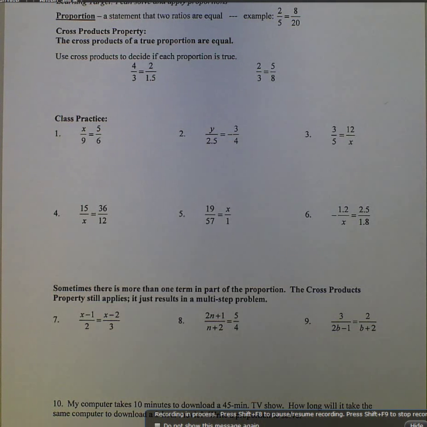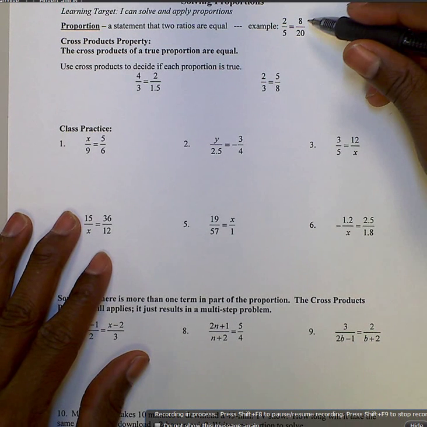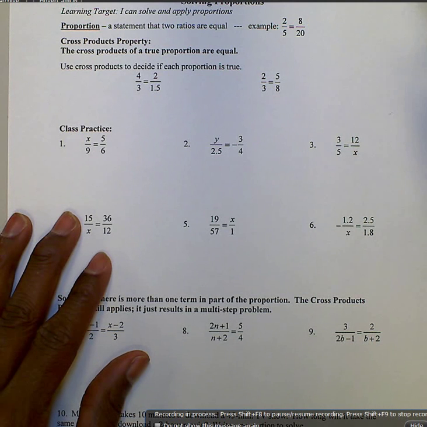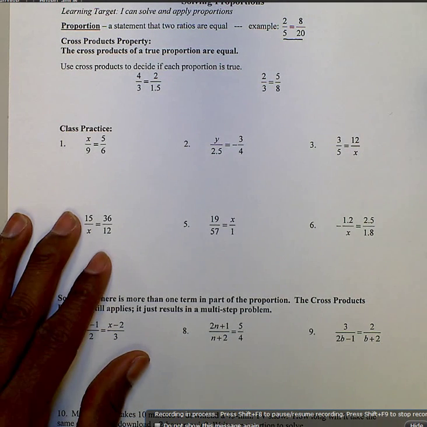Okay, so first of all, we need to know what a proportion is. A proportion is when we set two equal ratios, or two ratios equal to each other. Okay, so for example, 2/5 and 8/20. The only reason we can set this equal to each other is because they are equal to each other.